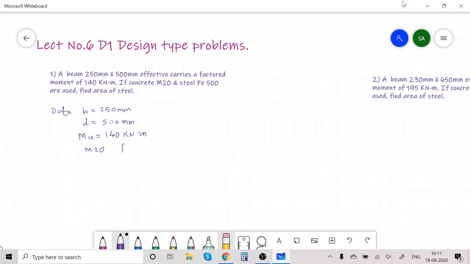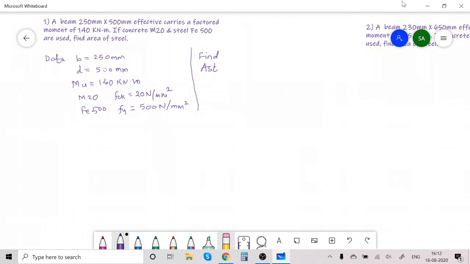M20 grade concrete, that means FCK is 20 Newton per mm square, and Fe 500 means Fy is equal to 500 Newton per mm square. The requirement is to find AST, area of steel on tension side. Now, first job is to check whether the given section is carrying moment, that is 140 kilonewton meter, less than Mu max or not.